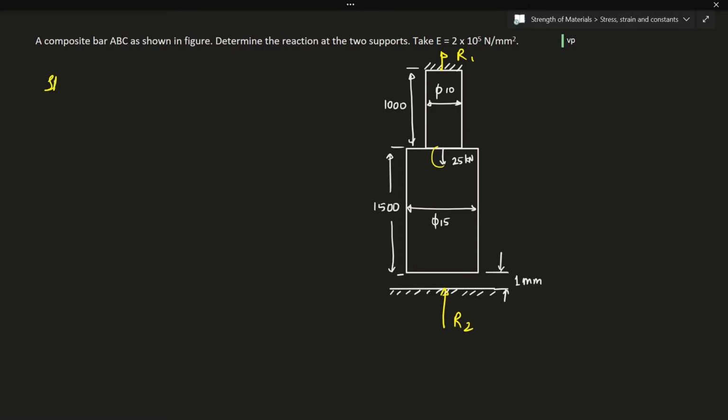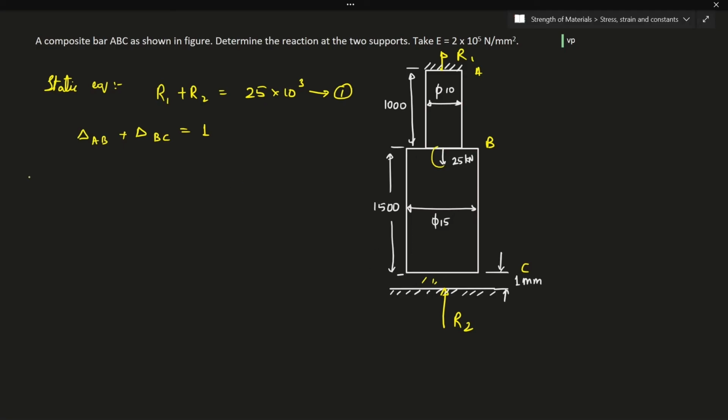Now for the static equation, I'll have R1 plus R2 is equal to 25 into 10 to the power of 3. I'll call this equation number 1. Now for the compatibility equation, I'll name this A, this B, and this C. Right, so delta AB plus delta BC will be equal to 1 mm, because I have 1 mm of clearance here for the material to expand.